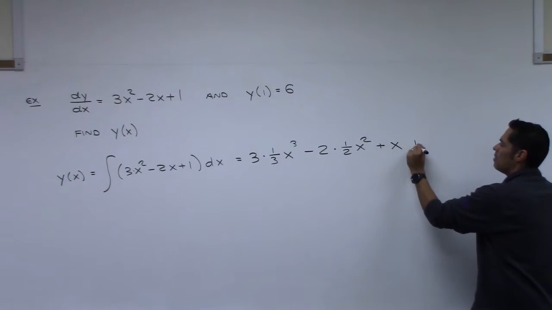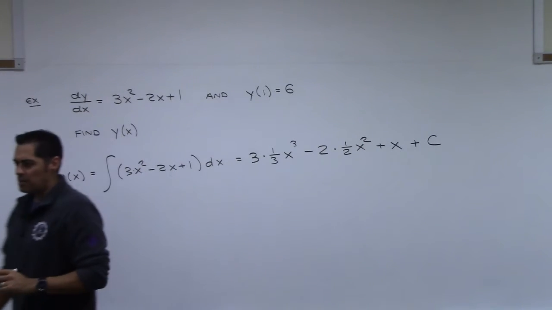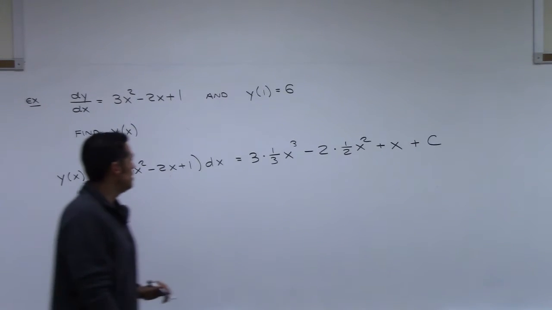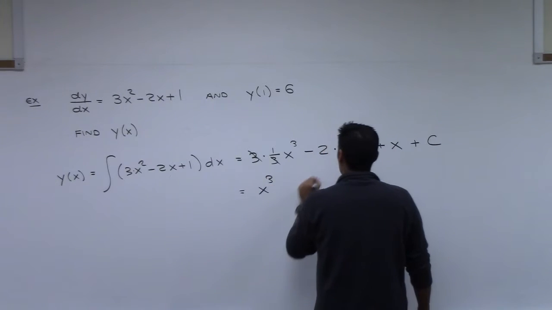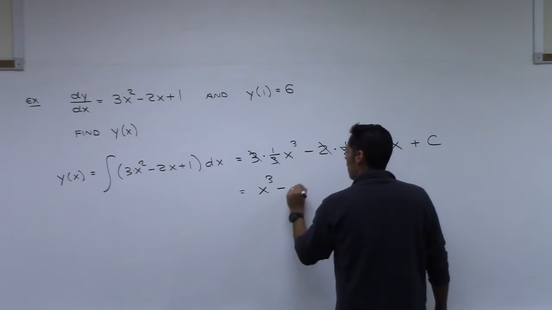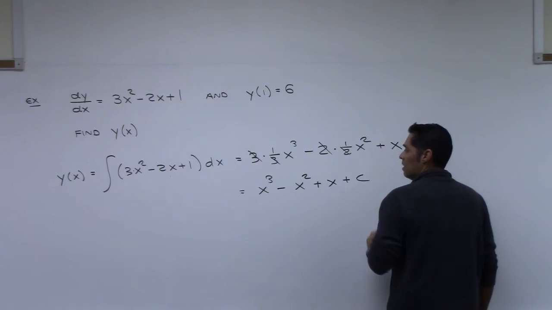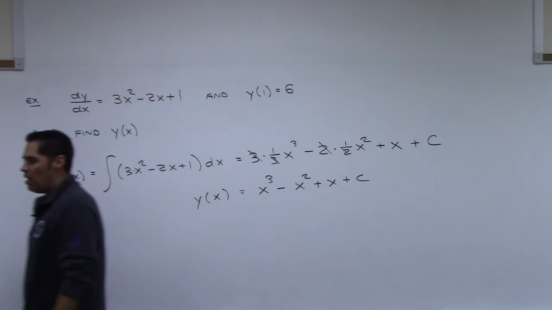Plus c. Don't forget the plus c, right? Last class, we called that the constant of integration, is what I labeled it as. But let's clean this up. We said the 3's canceled. That was x cubed. The 2's actually cancel there, so we get minus x squared. Then we get plus x and plus c. So far, here's what I think y of x is.